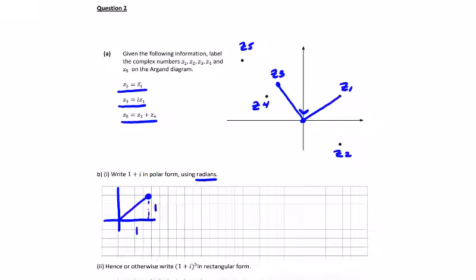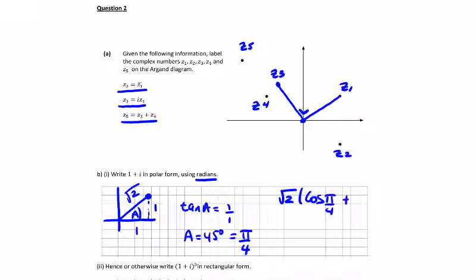So we've got a 1 and a 1, and our angle is in the positive sector. So my modulus here is √2, and my angle, the tan of A, is 1 over 1. If you can't see that, it's 45. You just get the inverse tan of 1. A will be 45, which is 180 divided by 4 in radians. So we've √2 by the cos of pi over 4 plus I sine pi over 4.